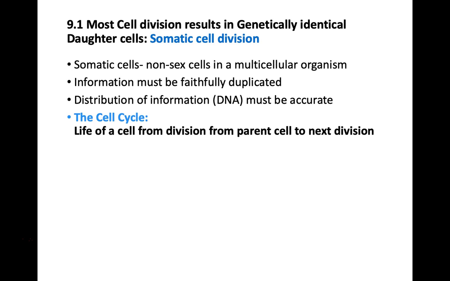So we're going to start our discussion of mitosis by talking about the cell cycle. So the cell cycle is just the life of the cell from one division to the next division. When we talk about this, we use family terms. So the parent cell is going to divide into daughter cells, and those daughter cells are going to be genetically identical to each other and should be genetically identical to the parent as well.